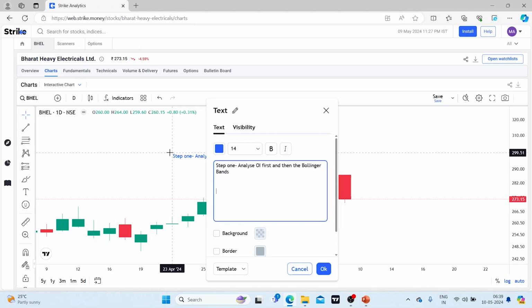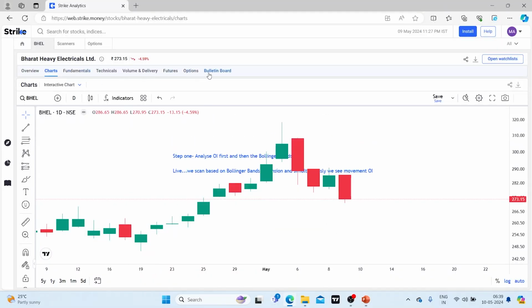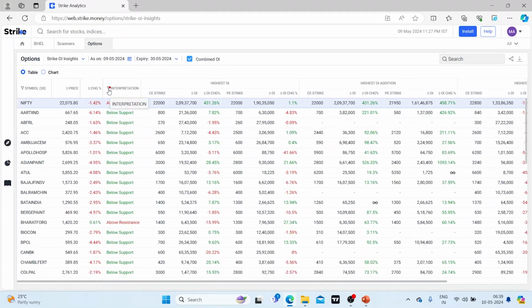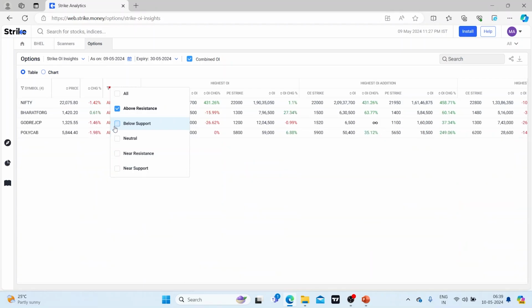The second process is for the live market, wherein we scan based on Bollinger Bands expansion, and simultaneously we see movement in their open interest. So what we see in the open interest, in this we would ideally like to have, let's first see the above resistance.